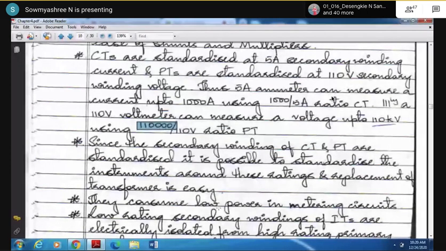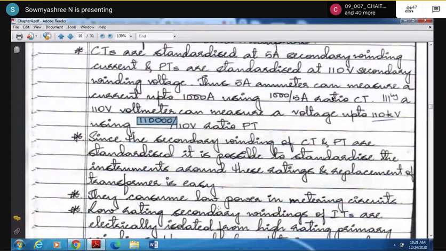As I told you, a limitation of shunts and multipliers was high power consumption. As the ranges increased, the power consumption also increased. But in case of CTs and PTs, whatever the range might be, as it is already fixed to measure very high ranges, it can measure higher ranges with less power consumption.